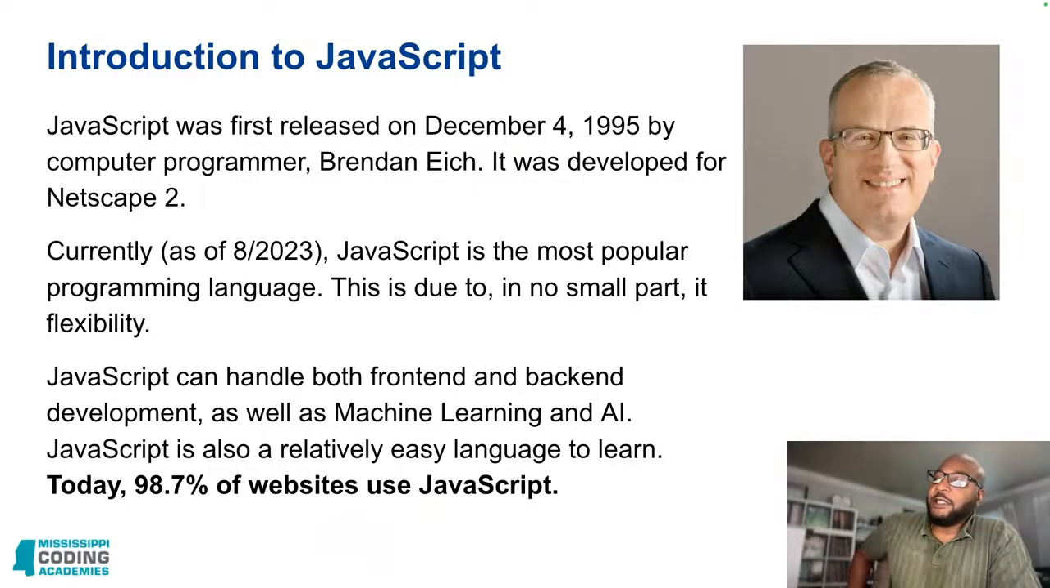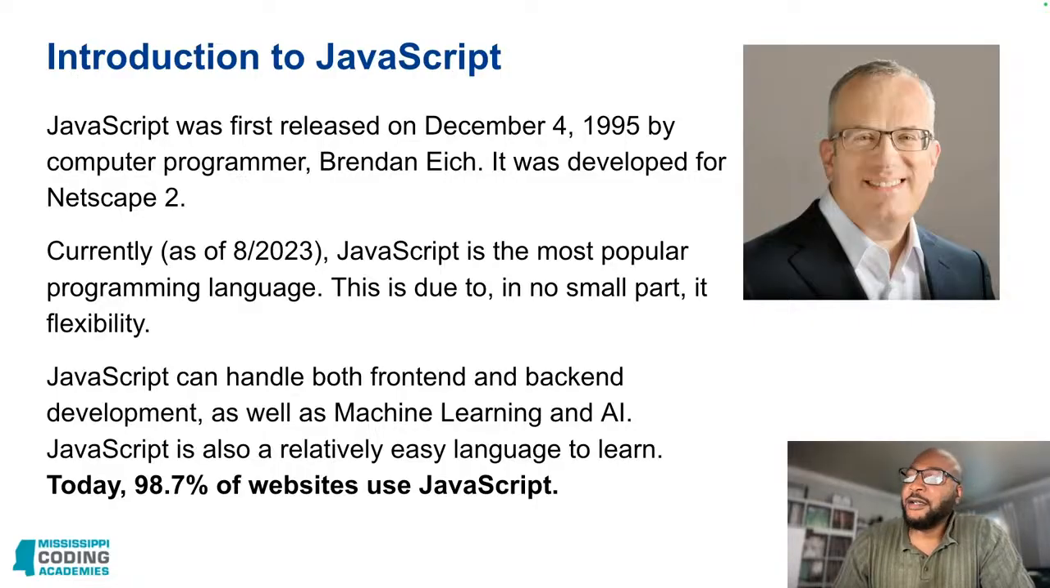JavaScript was first released on December 4th, 1995 by computer programmer Brendan Eich. This is him right here. It was developed for Netscape 2. So JavaScript is going to turn 30 this year. We ought to celebrate on December 4th. JavaScript being 30. All right.